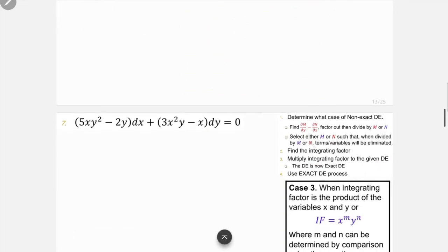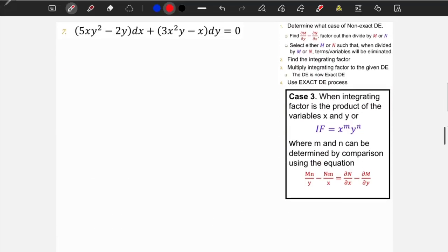Next example. Number 7: the quantity 5xy squared minus 2y dx plus the quantity 3x squared y minus x dy equal to 0. Let's check if this is non-exact or exact DE. The partial derivative of m with respect to y is 10xy minus 2. And the partial derivative of n with respect to x is 6xy minus 1. They are not equal, so this is non-exact DE.